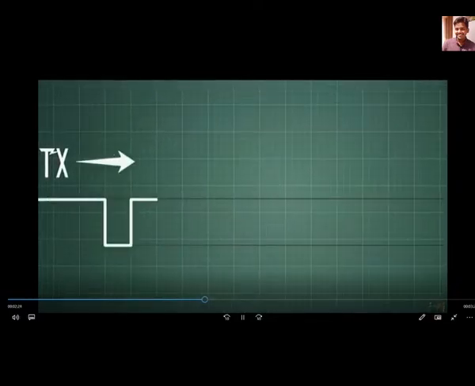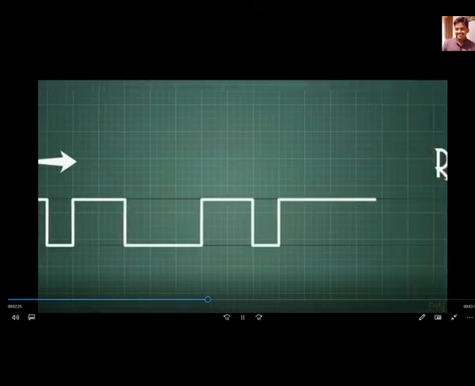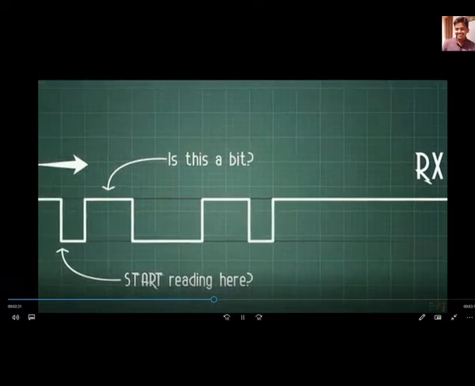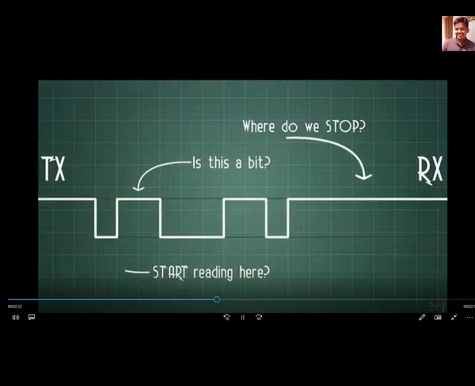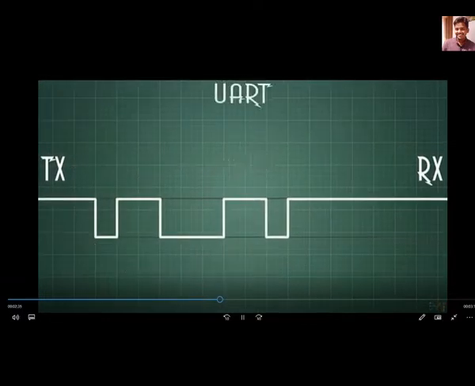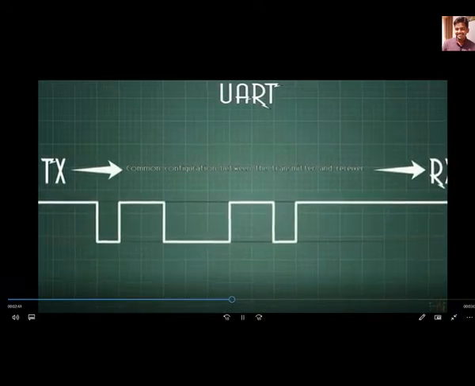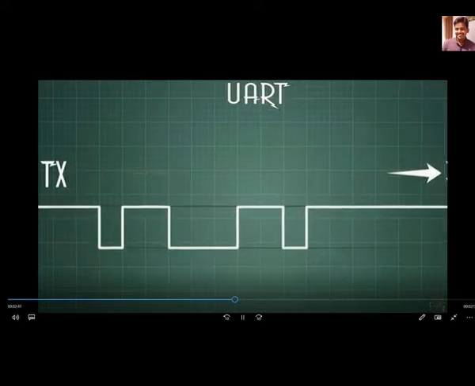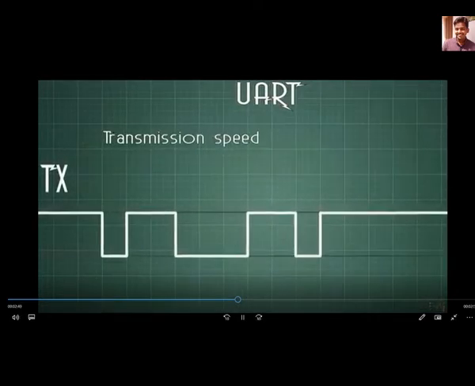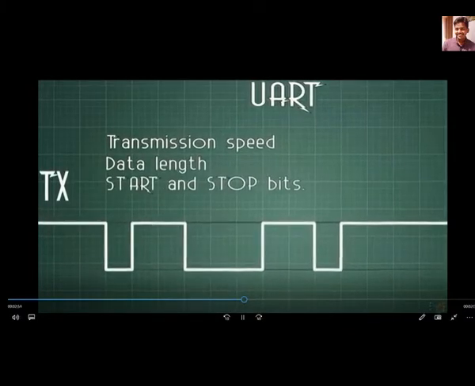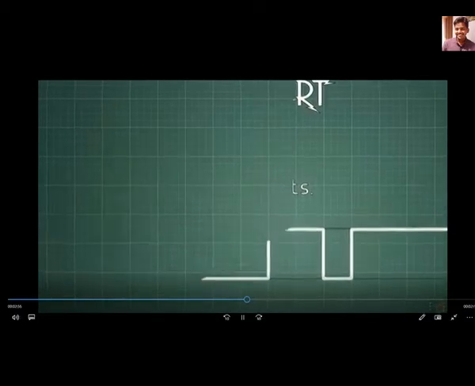The transmitter starts sending bits whenever it wants. So how does the receiver know when the incoming data starts, where it ends, when we have a bit or the other, and so on? For that, UART communication will need to place some common configuration between the transmitter and the receiver. Before making the connections, you need to make sure that both the X and the RX will work with the same settings. 3 of these settings are the transmission speed in bouts per second, the data length in bits, and how is the start and the stop bit. So let's see what are these.